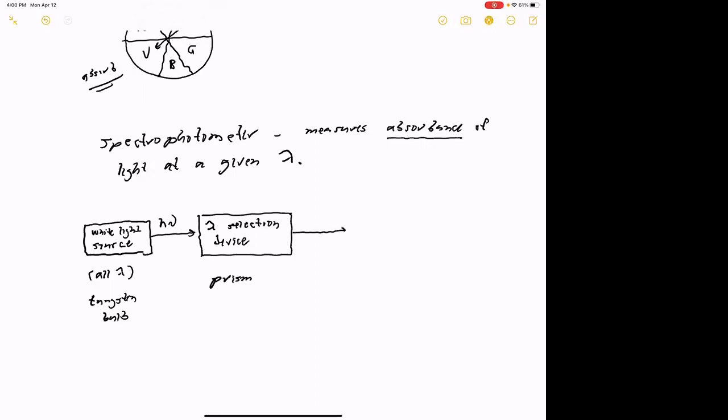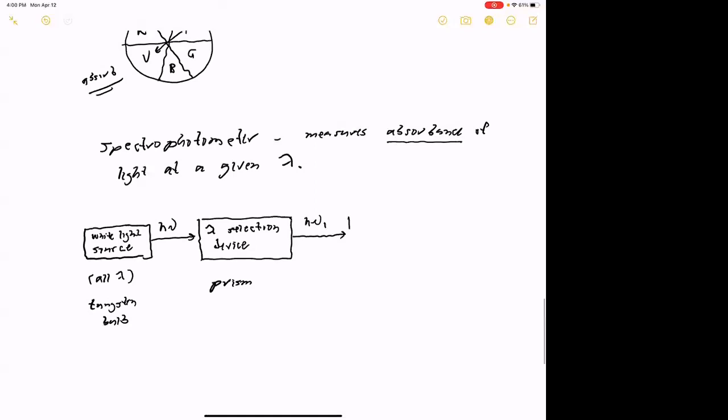Now coming out, what we're going to get is a single wavelength or frequency. I'll call that an H nu 1 to show that it's a very specific frequency or wavelength coming out. So now what we're going to do is pass that through our sample.